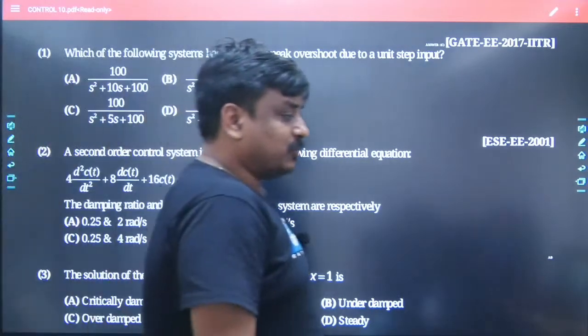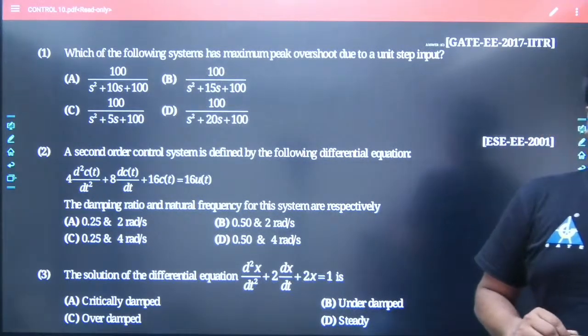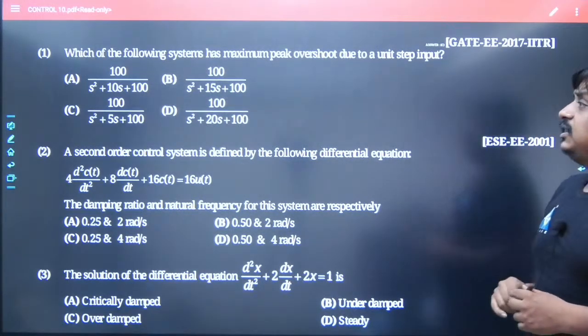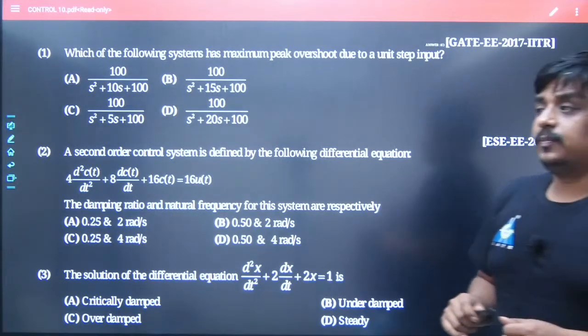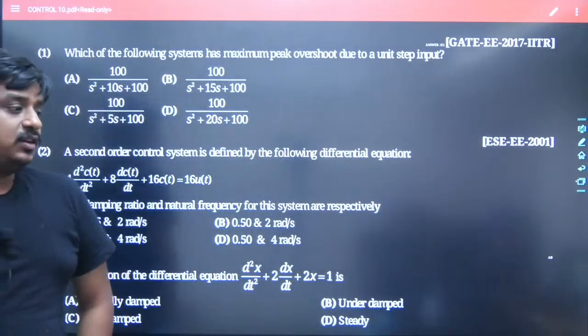Tell me what would be the best answer for this given problem. This problem appeared for electrical students in the year 2017. The problem was framed by IIT Roorkee. Tell me what would be the best answer for this given problem.